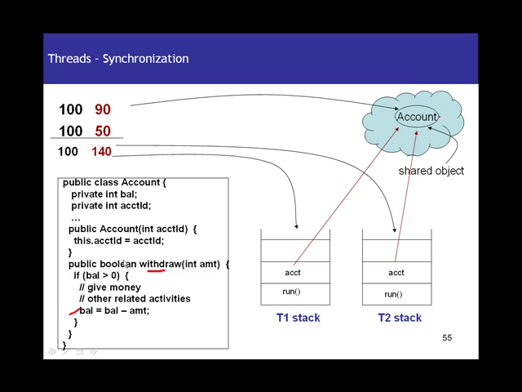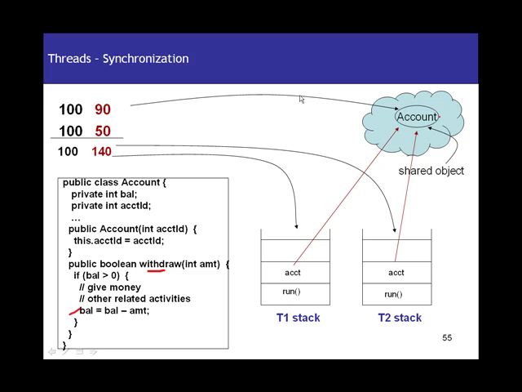Once T1 exits out of the synchronized method, it releases the lock, right? So when T1 enters the method, it has a lock on the account. That means no other thread can access the synchronized methods of the account class, right? And once T1 exits out of the synchronized method, it releases the lock. So at that point of time, T2 can access this account. So this is what synchronization is all about.